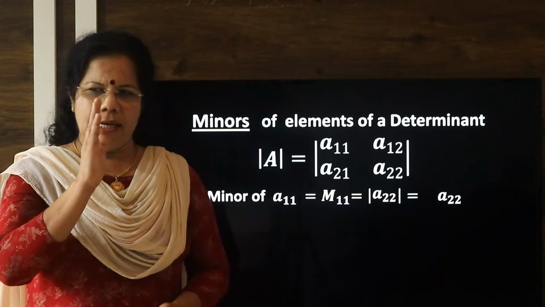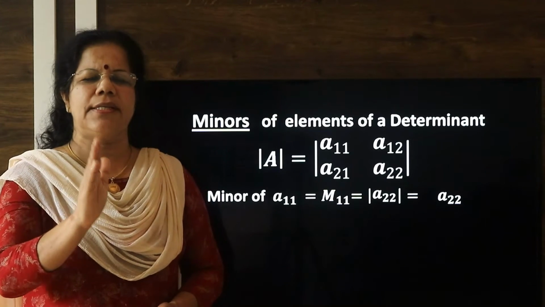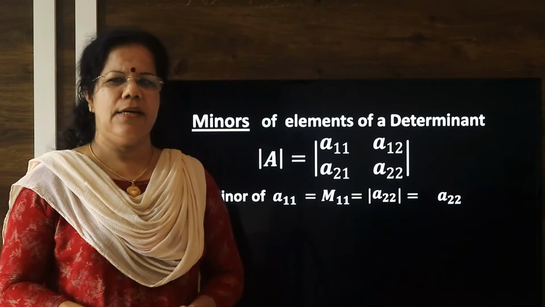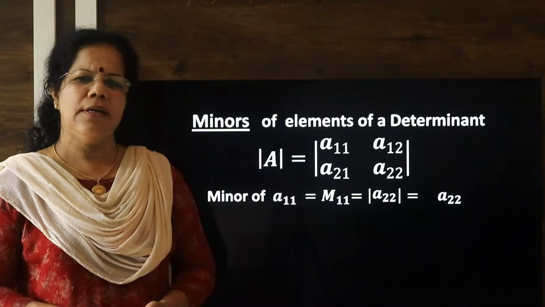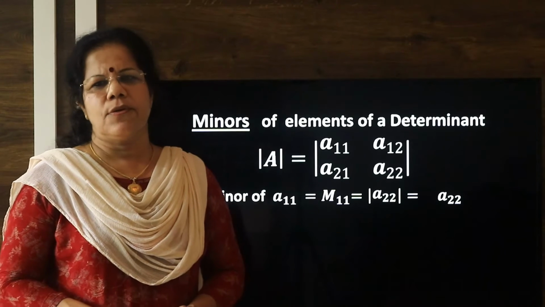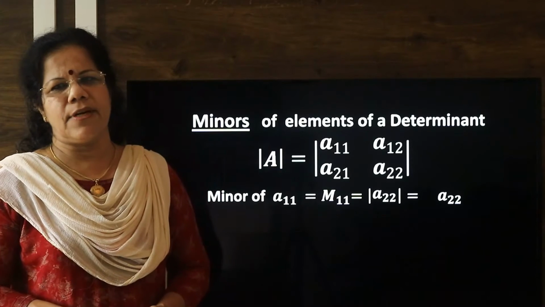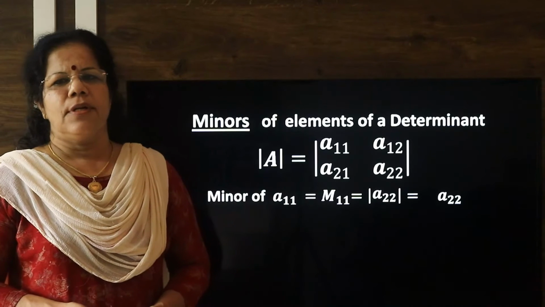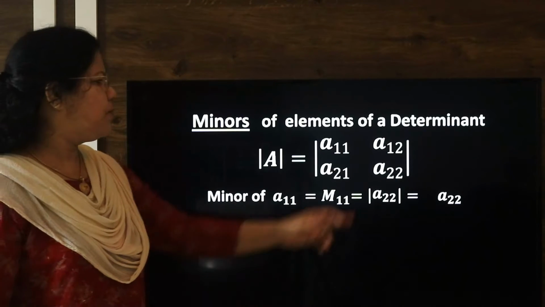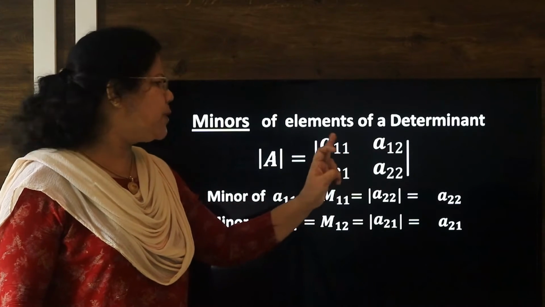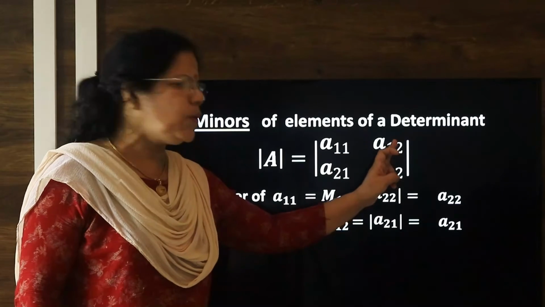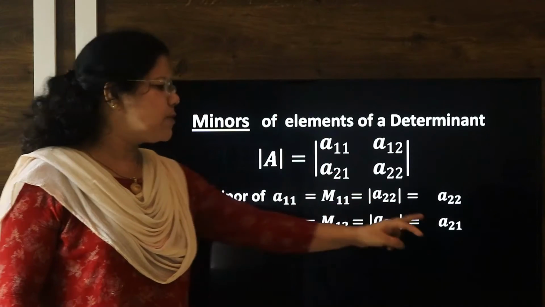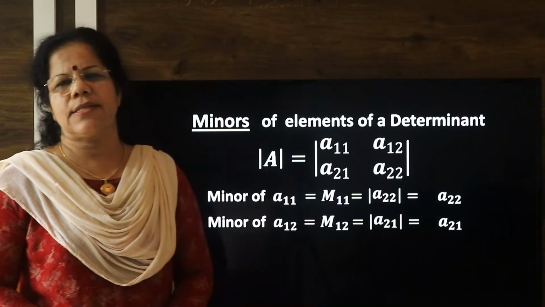You know, while calculating the minor of A11, delete that row and column in which A11 lies. Deleting that, what will be the resulting one? It is the determinant A22. So the answer is A22. The minor of A11 for a 2 by 2 determinant is A22. Now, next one, the minor of A12. I told you already, delete that row and column in which A12 lies. What remains? A21. So the minor of A12 is A21.